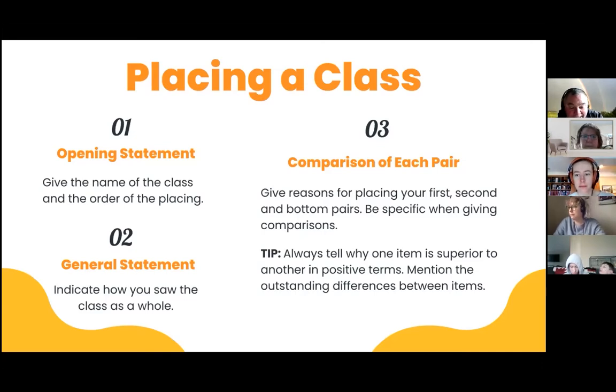Okay, next, make a general statement on how you saw the class as a whole. For instance, I found this class was easy to judge with an obvious choice for the top position. Then talk about your top placing. These are the reasons why that product is first. The Muck boots were the obvious top choice because of their excellent traction, their durability, and they are waterproof.